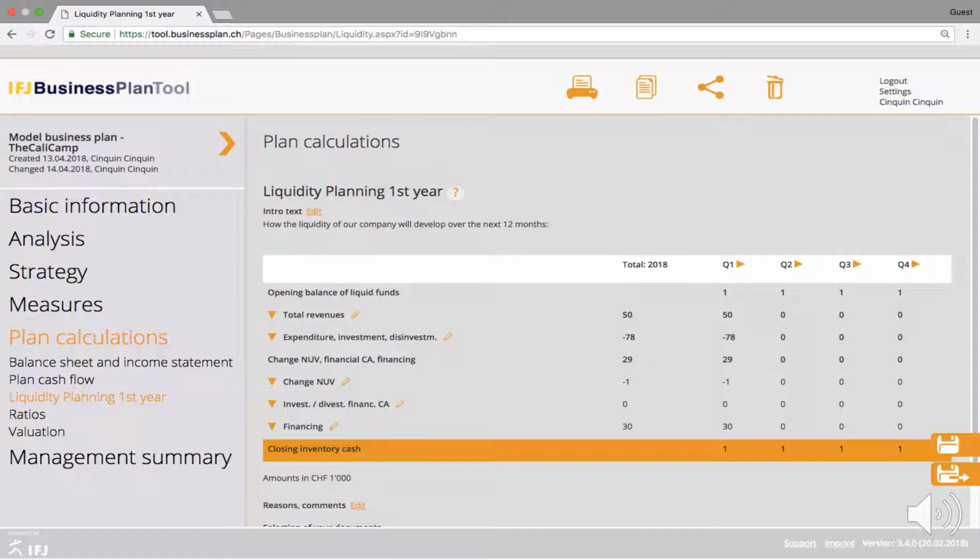It doesn't make sense to do liquid asset planning more than a year in advance because we don't know how much money we will have at the end of a given year. The business plan tool includes planning for 4 quarters of the next fiscal year.